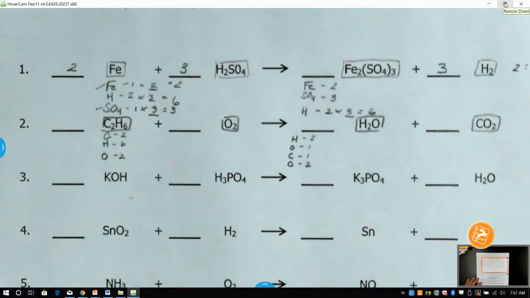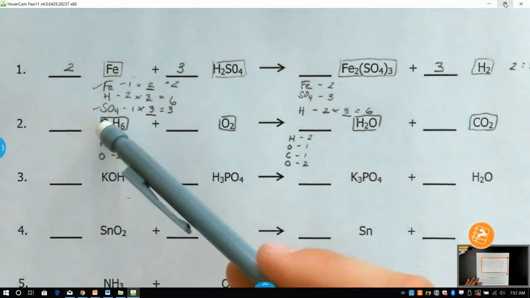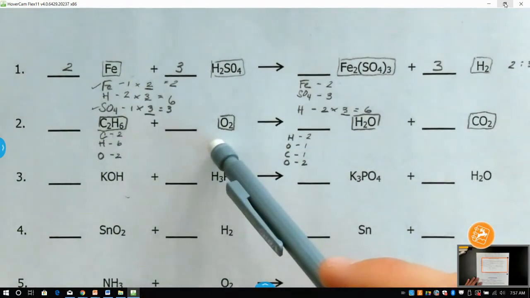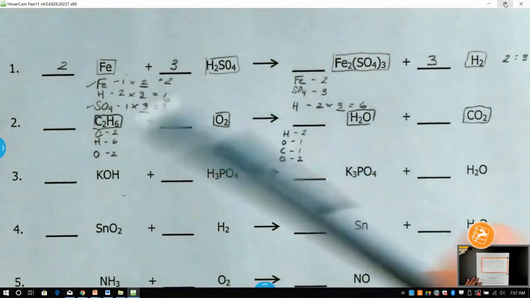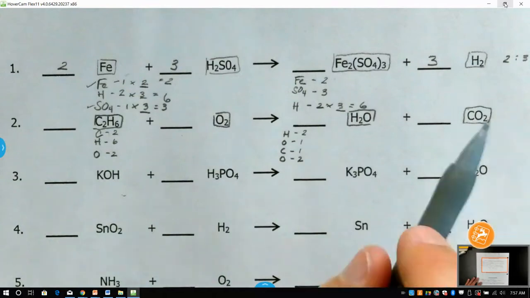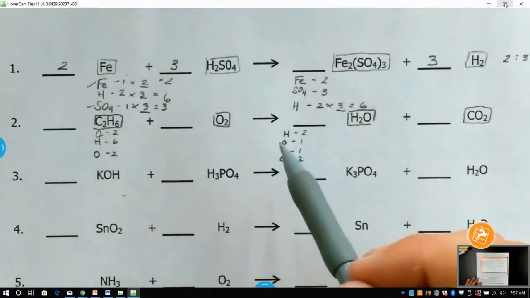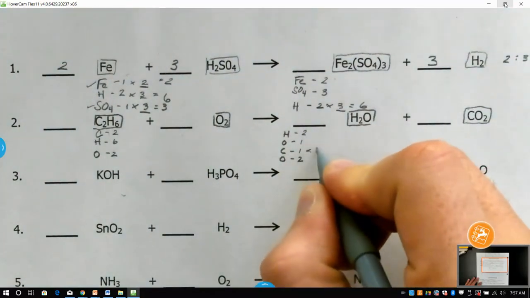All right, so when you get a combustion reaction like this, a combustion reaction is basically when you have a hydrocarbon, carbon and hydrogen, and oxygen as your reactants, water and carbon dioxide as your products. Now, always try and do the balance of C's first. So we have two on the left. How many do we have on the right? Only one. So we got to multiply that one by two.